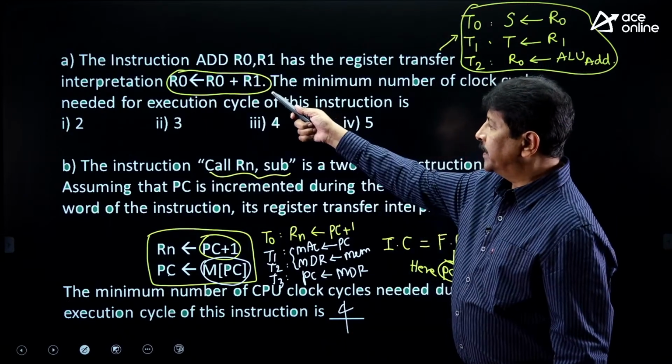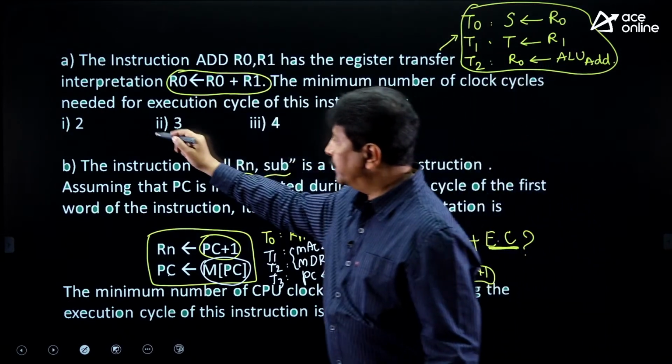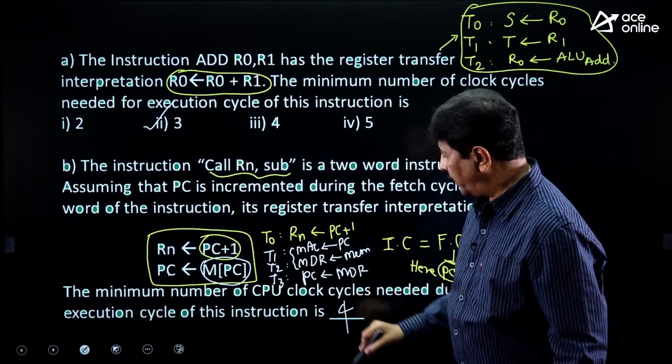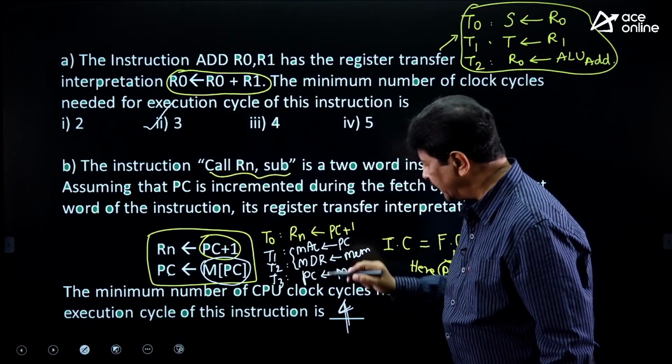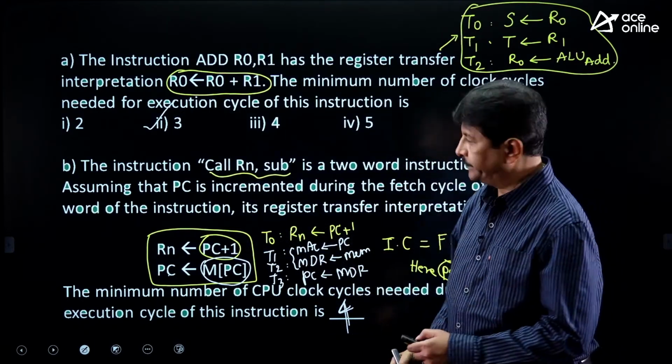So for the first one, it requires 3 clock cycles. This is the answer to this. And for the second problem, it requires 4 clock cycles. Okay?